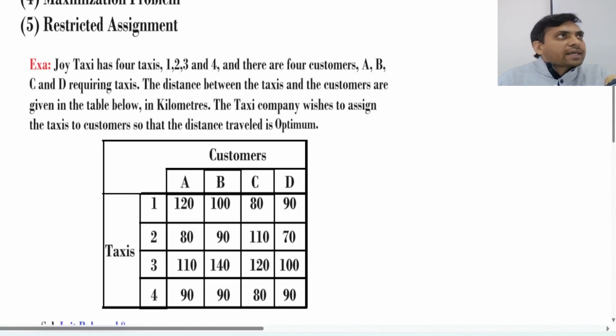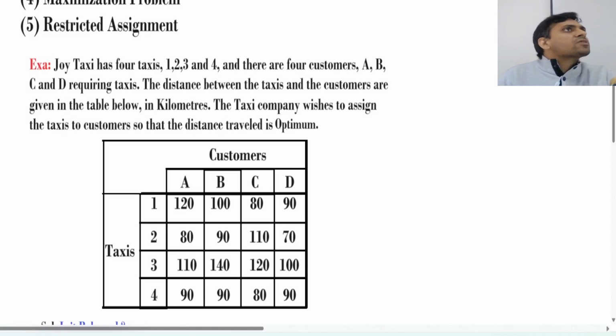So this is first taxi. From location of first taxi, the customer distance is what? 120 kilometers. And second customer distance is what? 100 kilometers. Clear? So these are what? Distances. Now once again we will read this question. So Joy Taxis has 4 taxis 1, 2, 3. There are 4 customers A, B, C, D. The distance between taxis and customers are given in the table in kilometers. So these are what? These are distance between taxi points and customers.